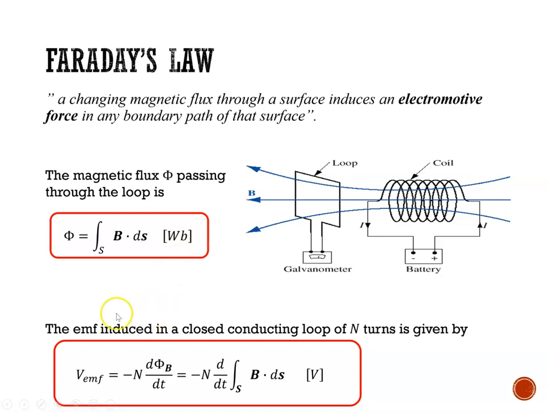And if the question asks you to find the EMF induced in a closed conducting loop of N turns, where N is the number of turns of the coil over here, it is given by this equation. So VEMF is equal to minus N d over dt of the magnetic flux. So this gives minus N d over dt, the integration of the magnetic flux density B with respect to the surface.